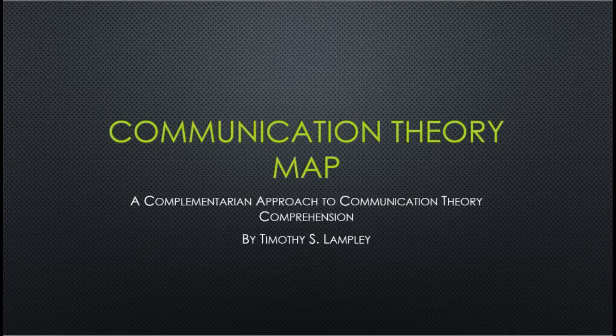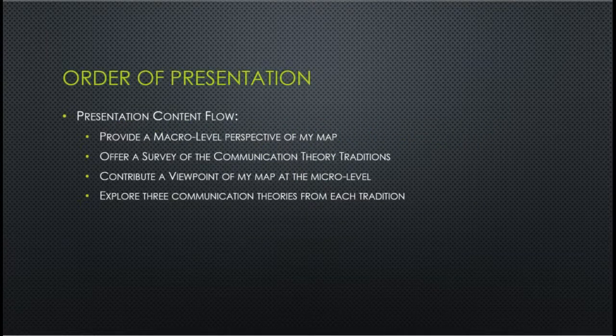The title of this presentation is Communication Theory Map, a complementarian approach to communication theory comprehension. This submission will commence in the following order. First, I will provide a macro-level perspective on my communication theory map consisting of 7 hexagonal gears, corresponding with the 7 communication theory traditions as conceptualized by Dr. Robert T. Craig. Then, a brief survey regarding the properties of each tradition will be covered. Next, we will delve into this map at the micro level and explore 3 theories of influence that, in the author's opinion, typify the traditions that house them.